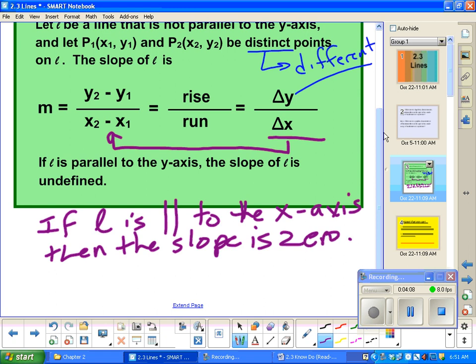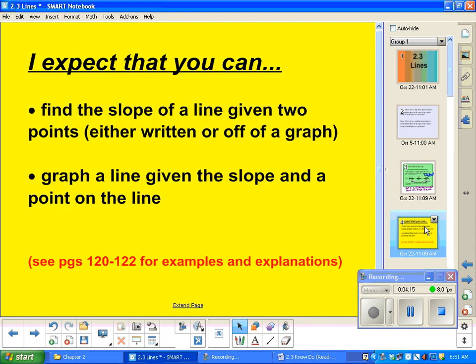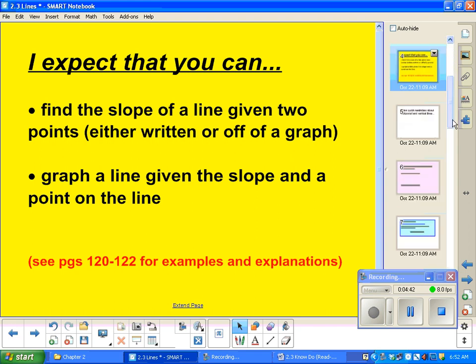Just going through a few slope things that'll be helpful to us that we've done before. So just some information there. Make sure we have that information. I expect that you can. Your teachers expect that we've already been able to find the slope of the line given 2 points and graph a line given the slope and a point on the line. If you need a little more information on that, a little more detail, that's page 120 through 122 for examples and explanations. And the only reason is that we've been working on this since Algebra 1. So at this point, we would like to make the assumption that we have the ability to complete those tasks.